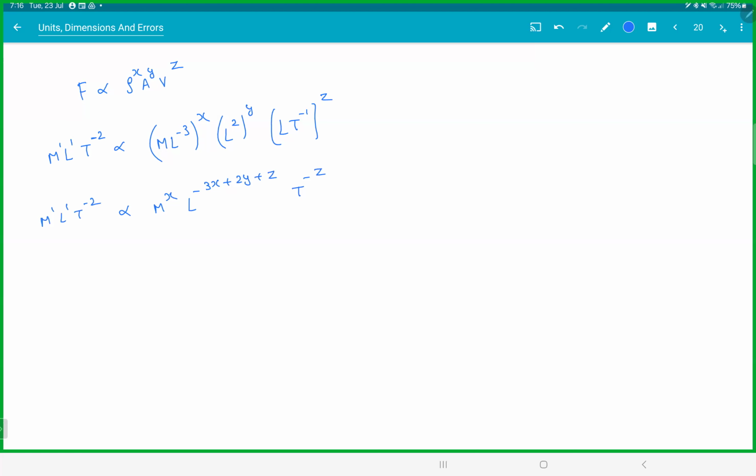See, this thing looks similar to the fundamental things. So we get x is equal to 1, minus 3x plus 2y plus z is 1, and z is again 1. Substitute here. You end up with minus 3 plus 2y plus 1. No, z is 2 actually. Plus 2. So y is equal to 1. So there. We get F is proportional to rho A v square. And luckily here, the actual formula is also rho A v square.